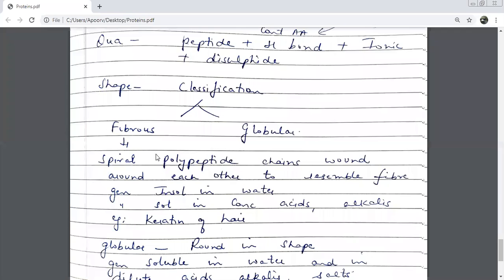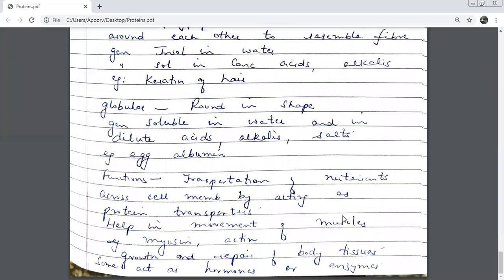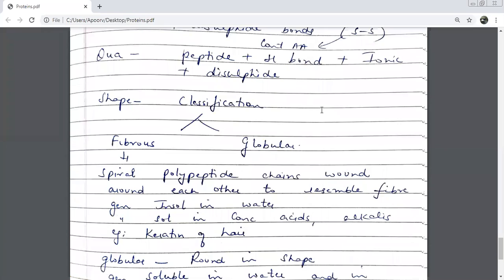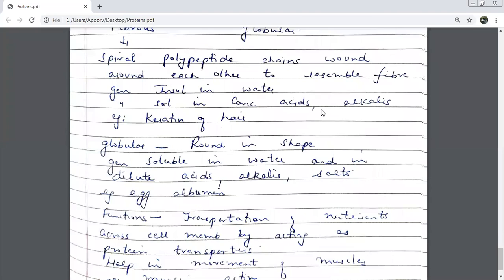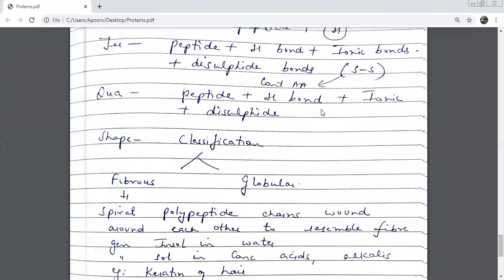The last classification was based on the shape: fibrous and globular. If you have a spiral shape wound around each other, which shape is this? Fibrous. Are they soluble in water? No. The example is keratin of hair. When we said globular, what is the shape of globular? Round in shape. They are soluble in water, salts, acids and alkali. What was the example? Albumin of egg.